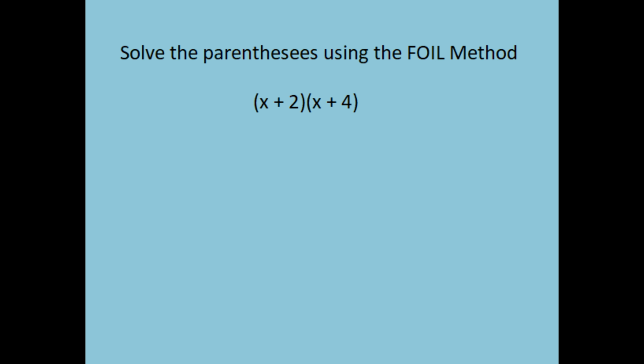Solve the parentheses using the FOIL method. So, what are in the parentheses? The quantity of x plus 2 times the quantity of x plus 4 are in the parentheses. What is the FOIL method?